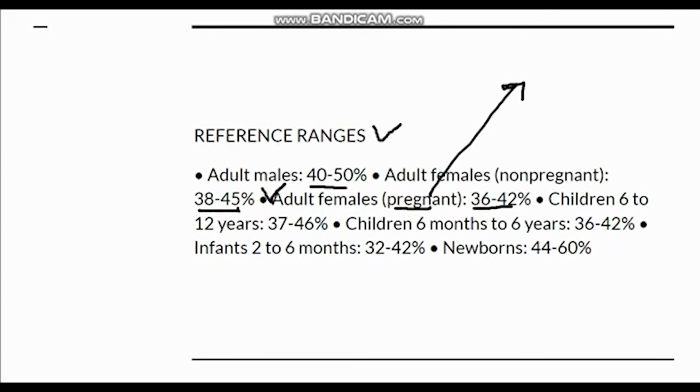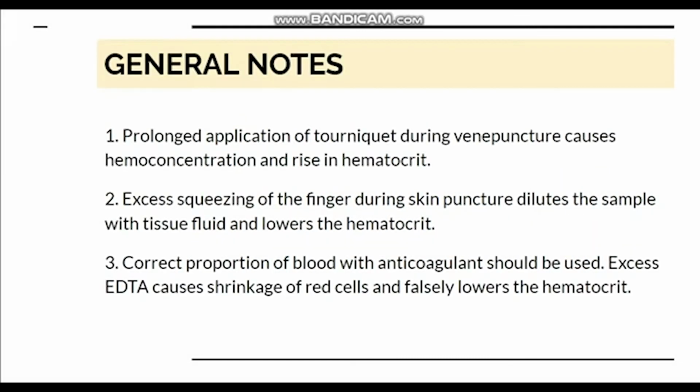Now in children, it's around 37 to 46%. We are not discussing in detail, but newborns have a higher percentage of PCV. They have 44 to 60%. So this was about the PCV.